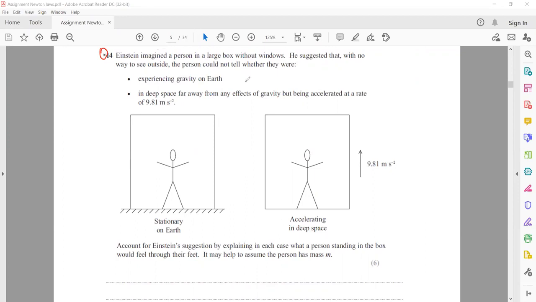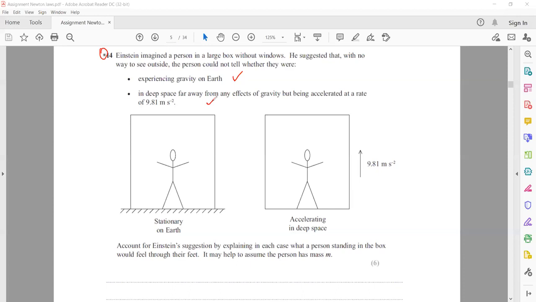Einstein imagined a person in a large box without a window. If a person is in a large box without a window, there is no way to see outside. The person could not tell whether he's experiencing the gravity of the earth or he's in deep space, far from any effect of gravity, but being accelerated at a rate of 9.81. So this is Einstein's explanation: there are two persons, one stationary on the earth and another accelerating in deep space.